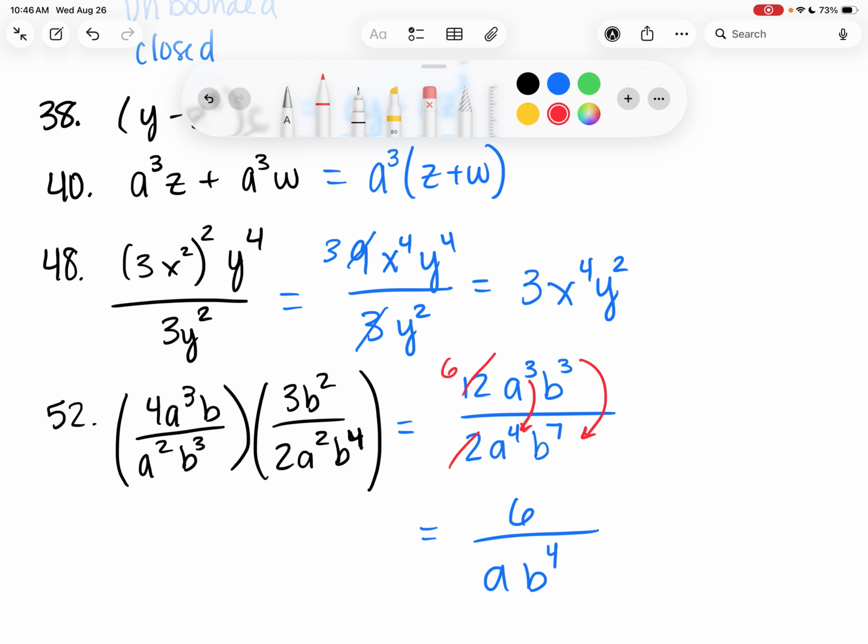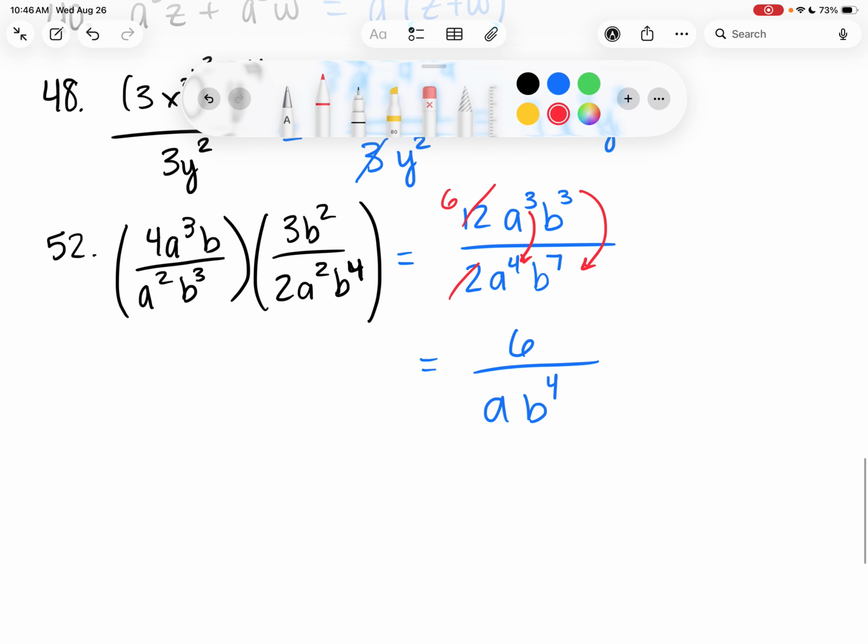Elephant. Jonah. All right, are we at an answer? Maybe. 6 over a times b to the 4th. Oh, I am right. I thought you said one exponent. Yeah, I got that. I didn't know if I was right or not. It's a to the 1, so it just becomes an a. I was thinking of the letter, not the number.